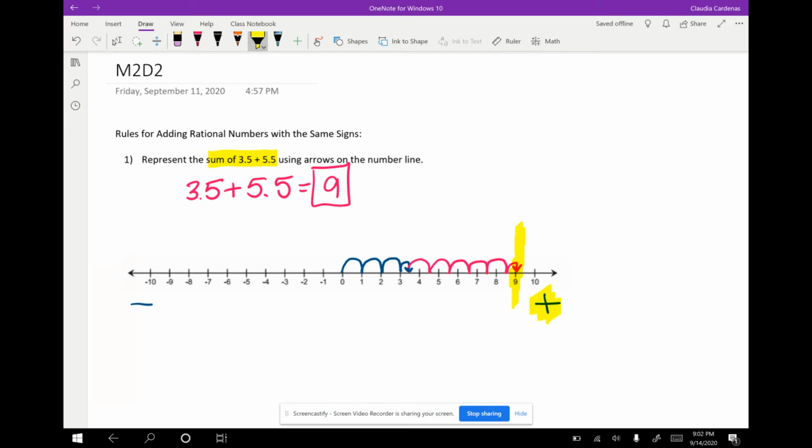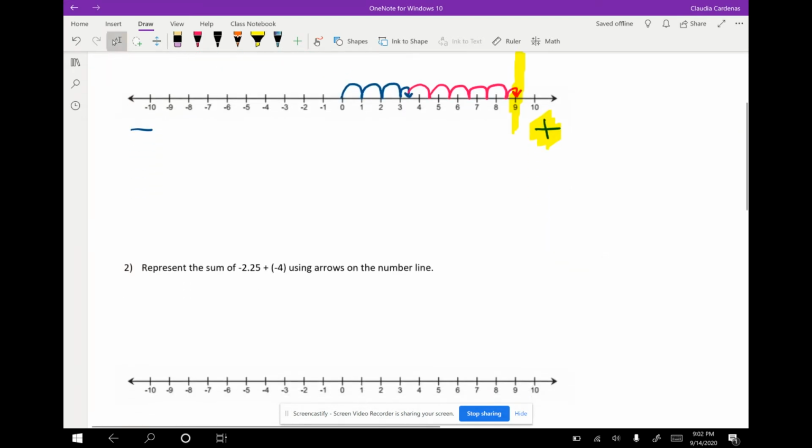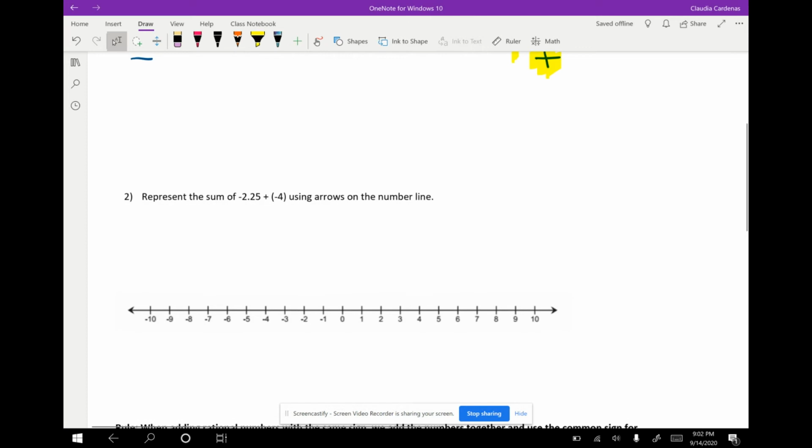Okay, we're going to look at another example. So it says to represent the sum of negative 2.25 plus negative 4 using arrows on the number line. Okay, so I'm going to remember that this is the positive direction and this is the negative direction. Okay, so it wants us to represent these two negative numbers on the number line. So we're going to follow the same process. So if I have negative 2.25, where am I going to start? That's right, at 0. Except this time I am going to move 2 jumps to the left and then 0.25, so just a little bit of a jump to represent that 0.25.